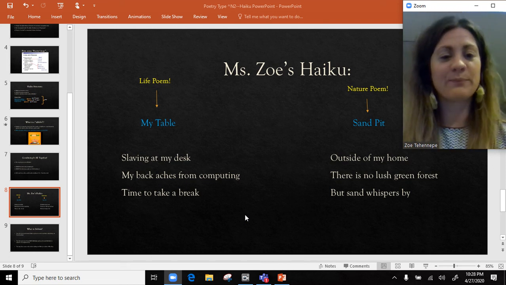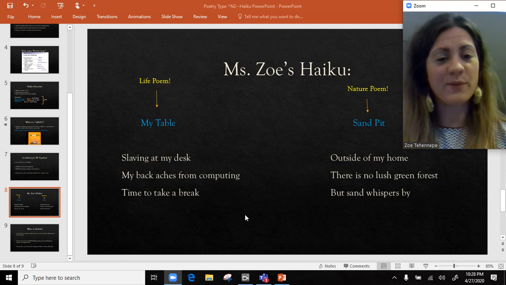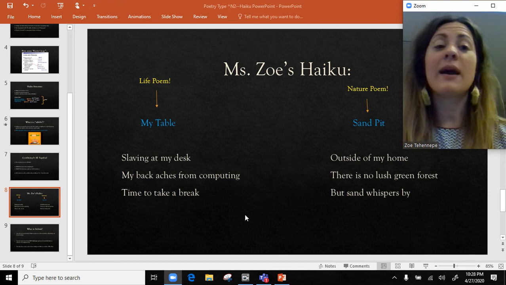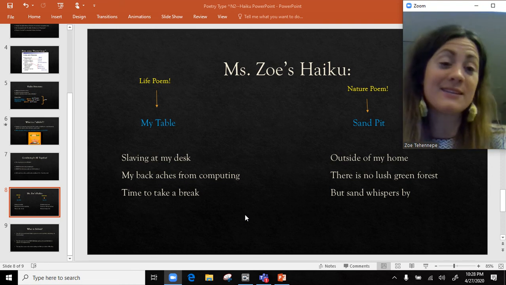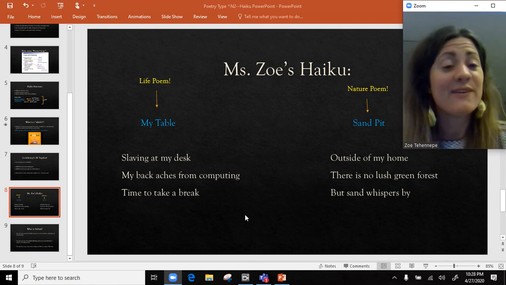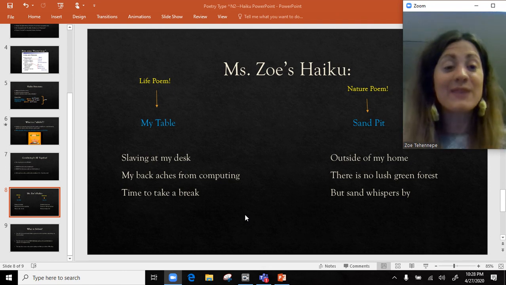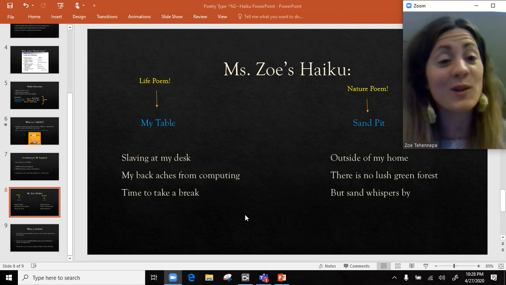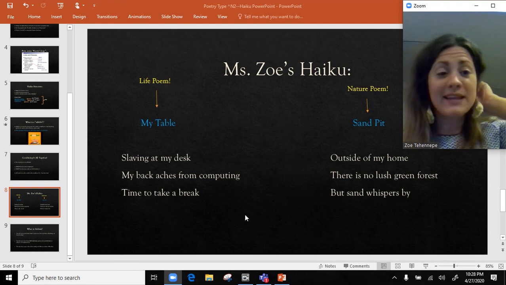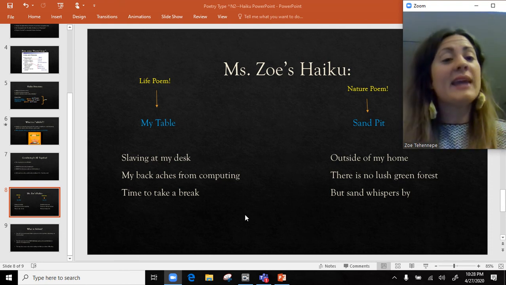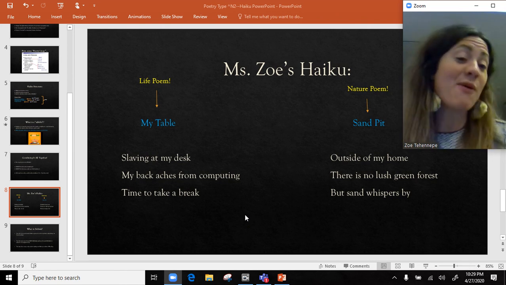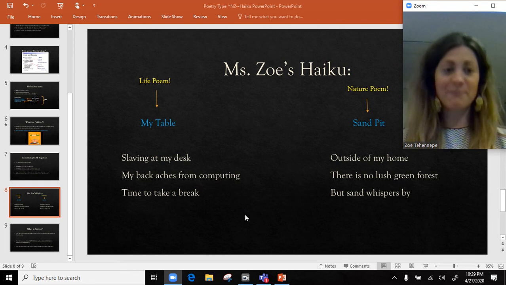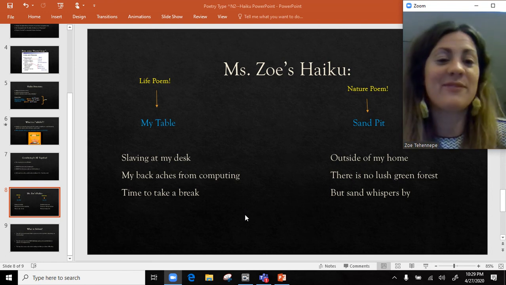Okay, this is my nature poem. Outside of my home, there is no lush green forest, but sand whispers by. And I actually quite like this one because when I first got to the UAE, I really missed forests. It's one of the things that I really missed. But as I've been here longer, I've started to realize I really like the desert. Like, I really like the sandy silence of the desert. So I wrote this poem entitled Sandpit to honor my new love of the desert.